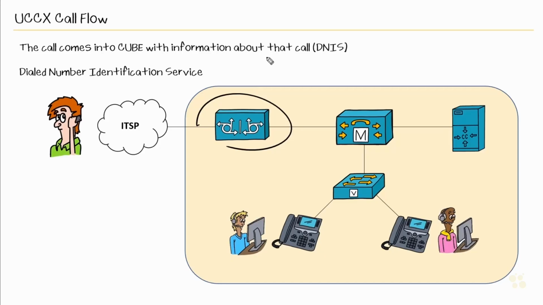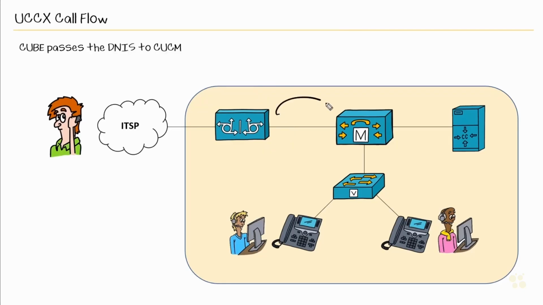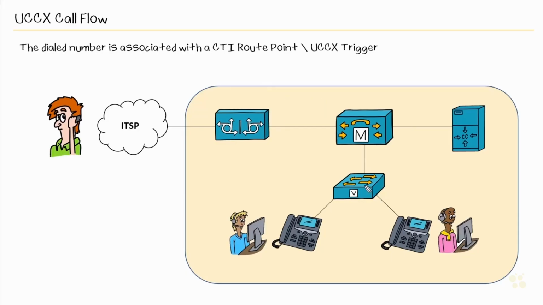But that call comes with information about that call, and the information being the DNIS, or the Dialed Number Identification Service, which is the called number. So let's say the called number was 1-813-555-4000. So CUBE then sends that DNIS information, that 813-555-4000, and CUCM then asks, how do I route this call? CUCM then sees it has a CTI route point associated with that called number.